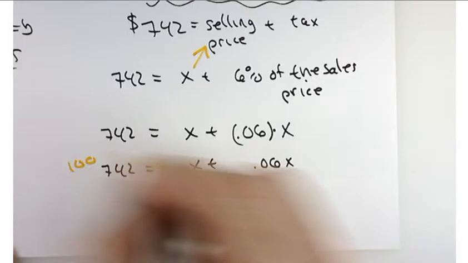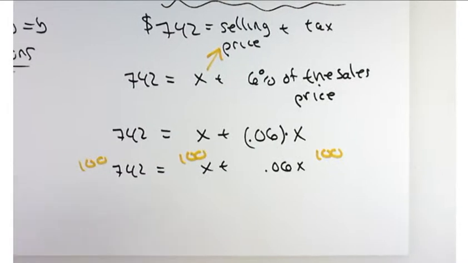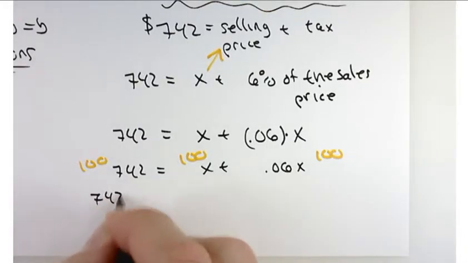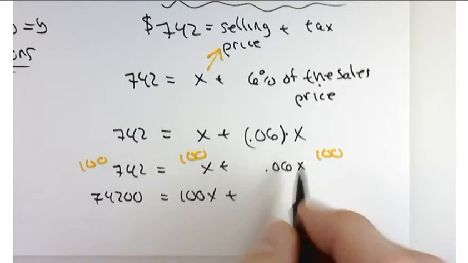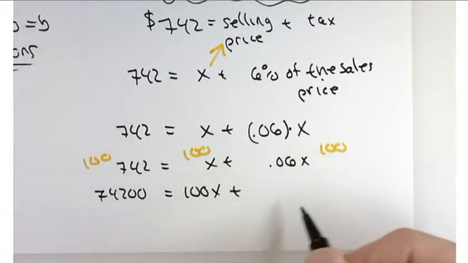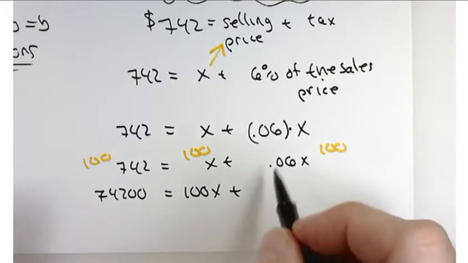Let's clean up this equation. We're going to multiply everything through by 100. 74,200 equals 100x plus what? Ray? What would this be if I multiply it by 100?